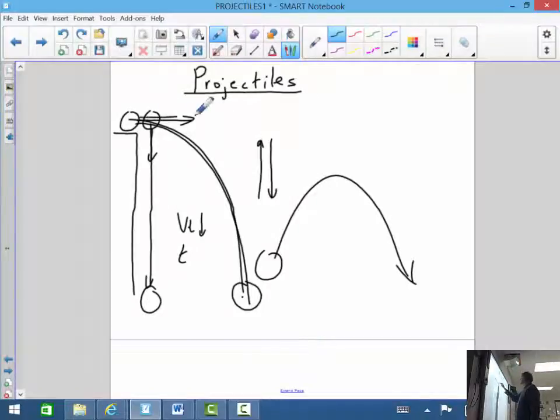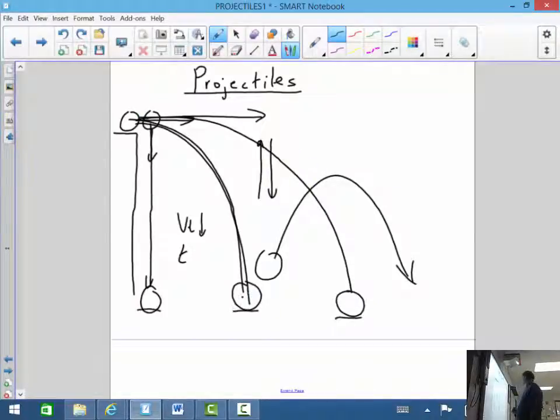What would happen is if you were to fire this faster off to the side, the ball would just travel further in the same time, but still land together with these other balls. Okay? So horizontal motion and vertical motion do not affect each other, so they are independent.